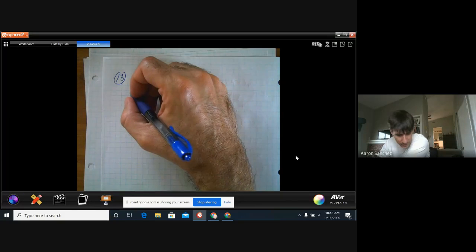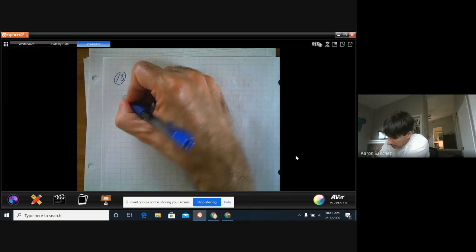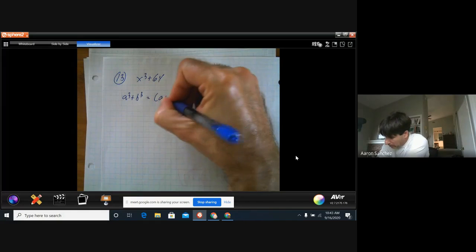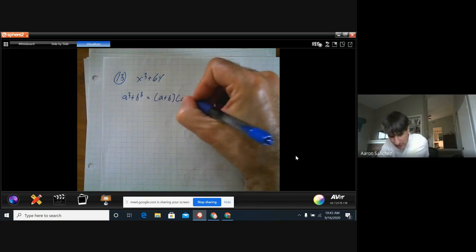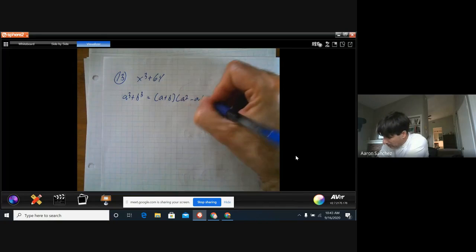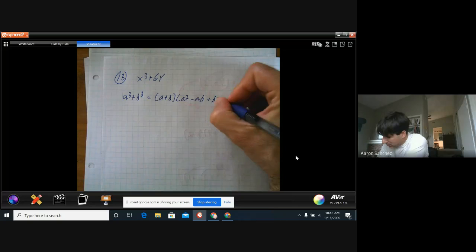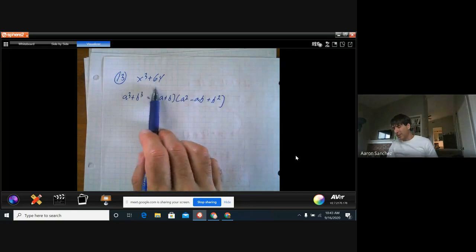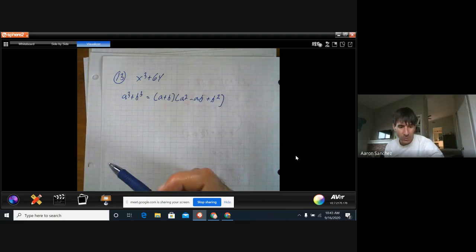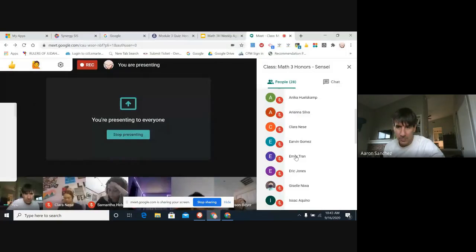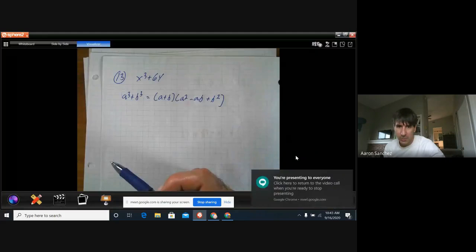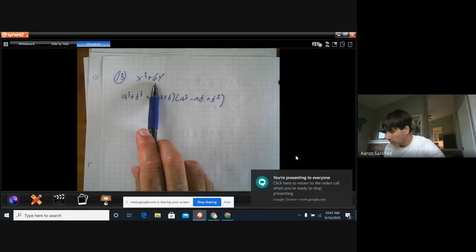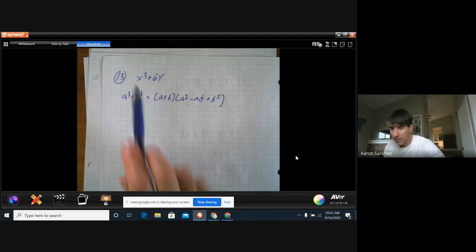So sum of cubes, again, I'm going to write it down here, is a cubed plus b cubed equals a plus b times a squared minus ab plus b squared. Okay, now here's the $1 million question. If I'm doing x cubed plus 64, what is my a going to equal and what is my b going to equal? Ariana, what do you think? What would my a be in this?